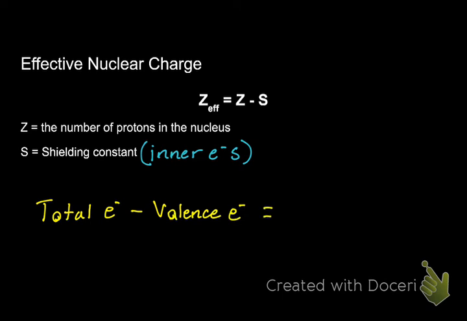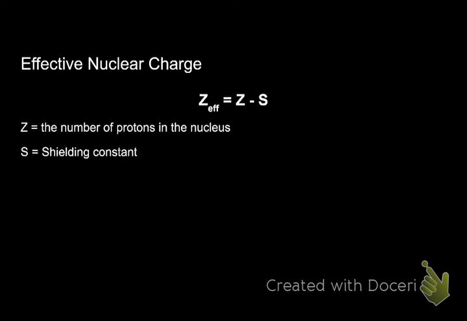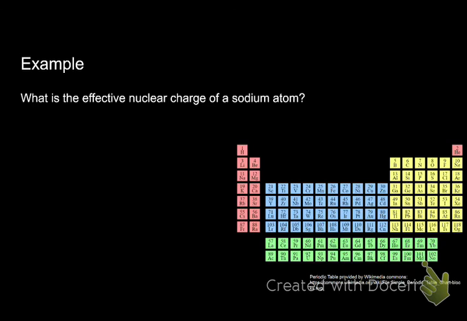And that is going to equal out our number of inner electrons. So total electrons minus our valence electrons will equal our inner electrons. So let's go ahead and take a look at an example.